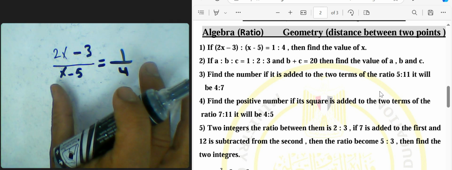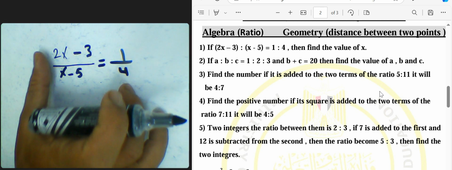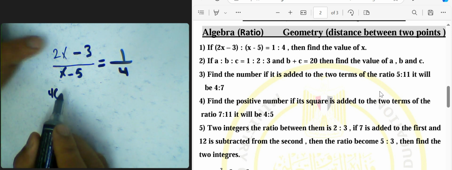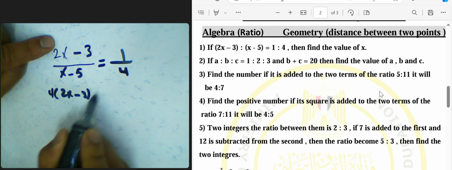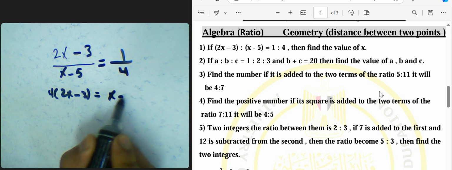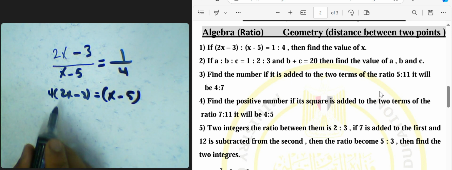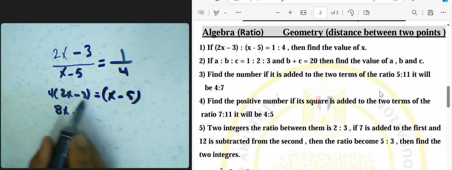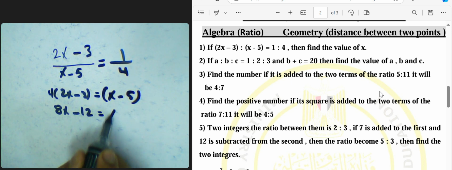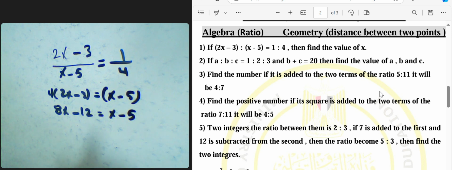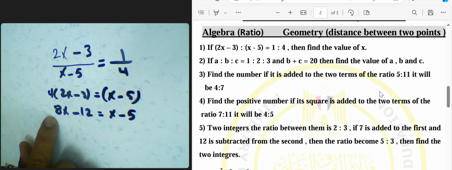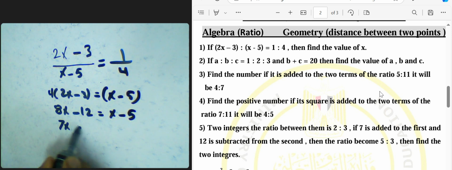Using the rule, the product of extremes equals the product of means, we can write 4 times (2x minus 3) equals 1 times (x minus 5). And then, using the distributive property, 4 times 2x will be 8x, 3 times 4 will be 12, and we have x minus 5. Then move x from the right hand side to the left hand side and change the sign. x subtracted from 8x will be 7x.